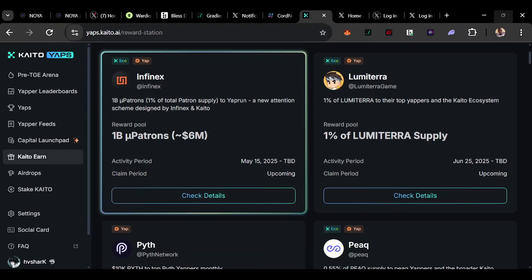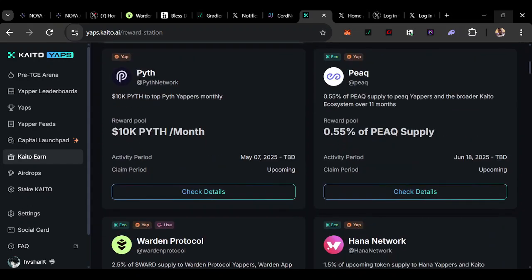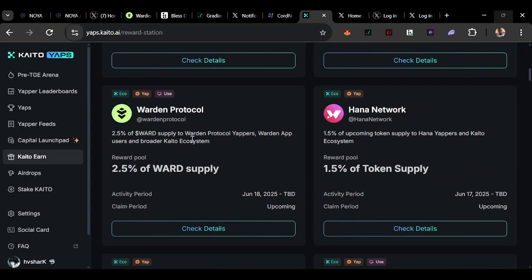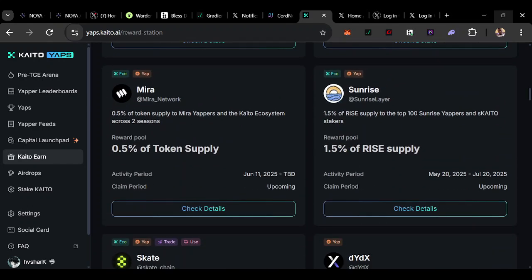So this is where you see the different projects and the rewards they're giving. So this one now, as you can see, they are giving out 1 billion of these, and this one is giving out 1% of their supply. And so on and so forth, we have quite a number of them. We have Warden protocol, we have the one that is giving 2.5, and so on and so forth. So you can see them here.